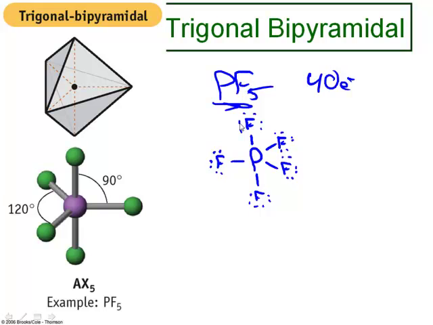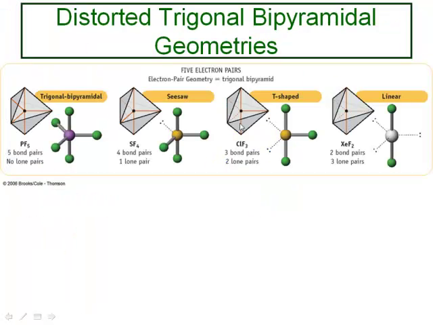The reason why this happens is because if I have 5 electron pairs, this is the arrangement of electron pairs that gives the maximum separation of space and the least repulsion, okay? Does that make sense? Now, just like we had distorted tetrahedral geometries, I can have distorted trigonal bipyramidals if I have 5 electron pairs, but I'm missing 1 or more of the bonded atoms. Let's take a look at some of those, okay?